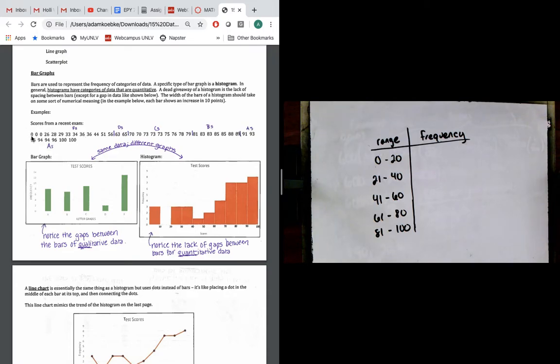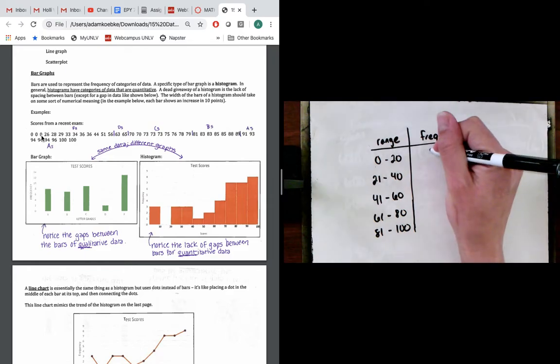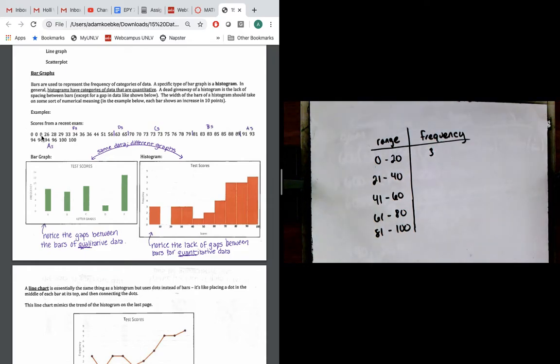So how many 0s to 20s did I have? It looks like I have 3 of them. How many numbers between 21 and 40? 1, 2, 3, 4, 5, 6, 7. How many between 41 and 60? 1, 2, 3.